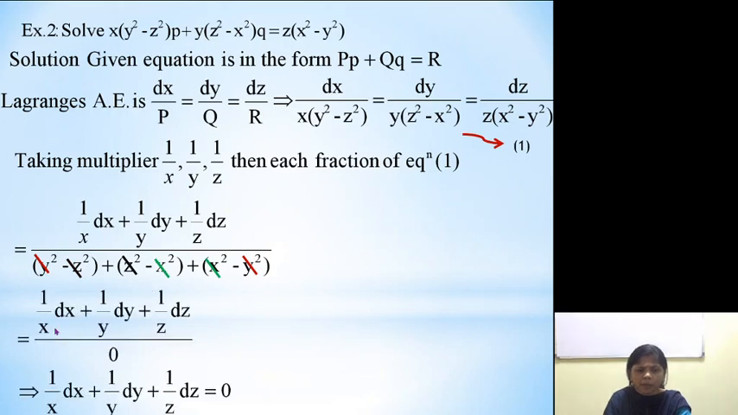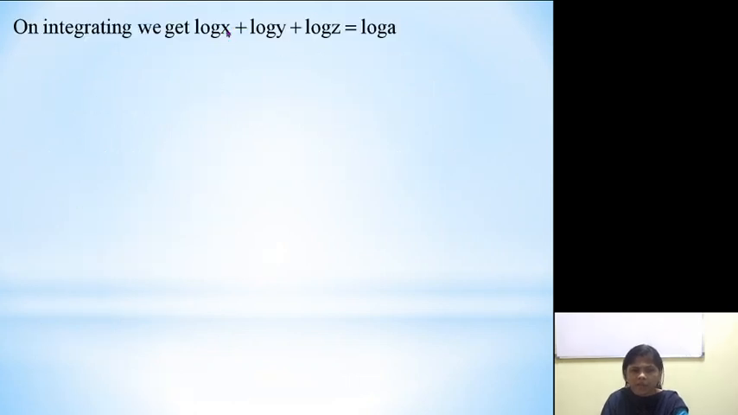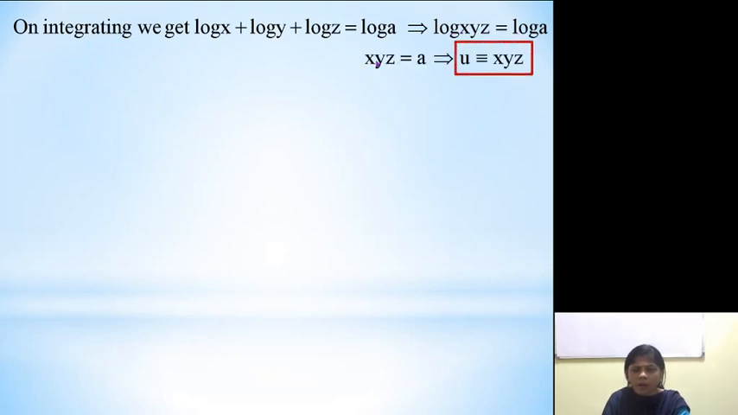So we have finally 1 by x dx plus 1 by y dy plus 1 by z dz equal to 0, which on integration gives us log x plus log y plus log z equal to log a. So this gives log of xyz equal to log a, and which on taking anti-log gives us xyz equal to a. Leave this arbitrary constant, so we have u as xyz. So therefore we have obtained the first solution.